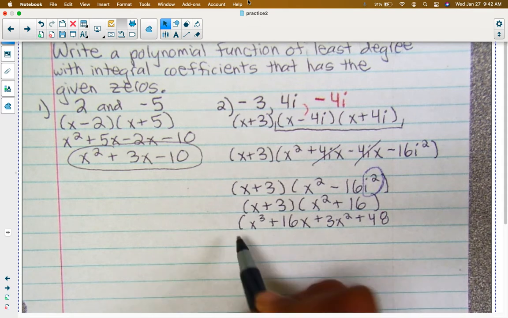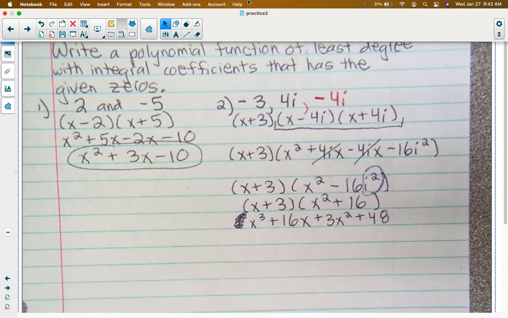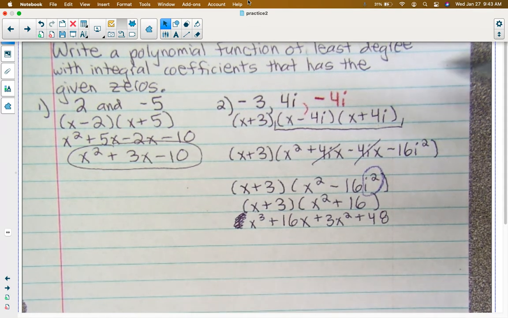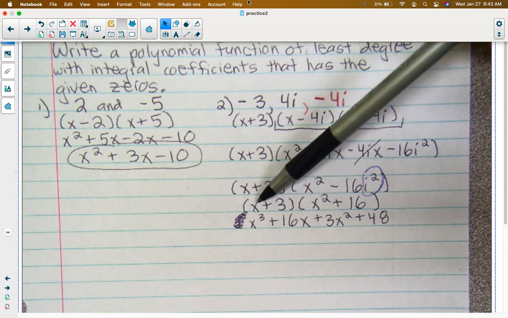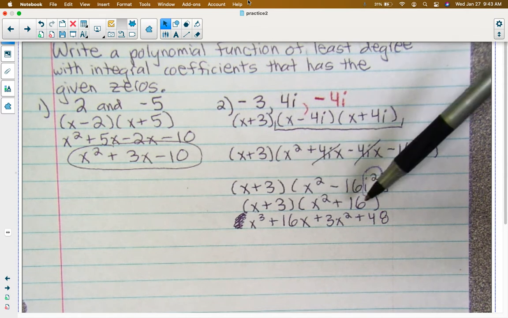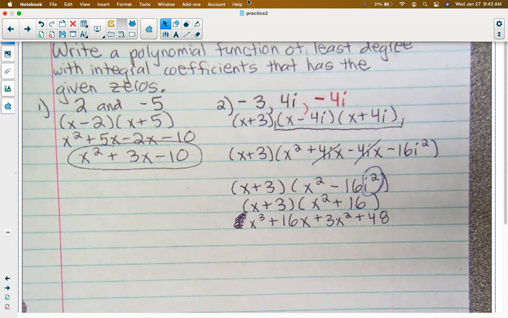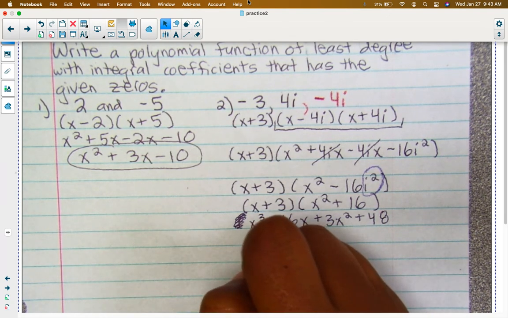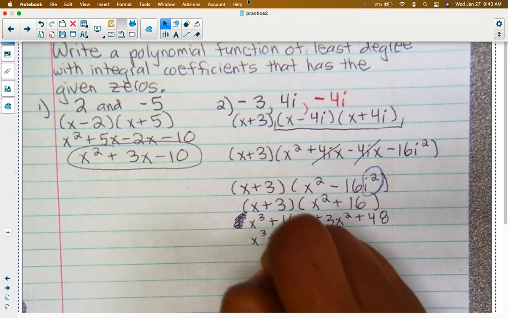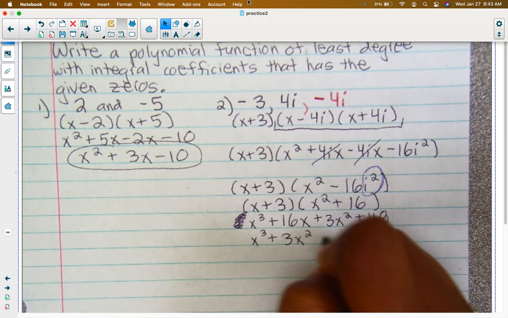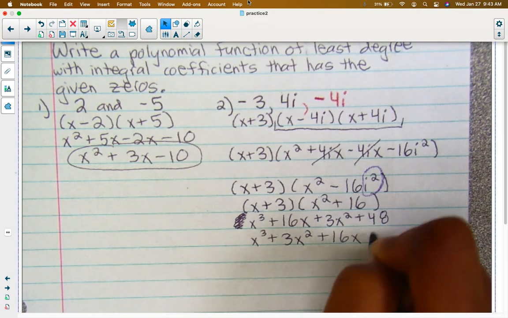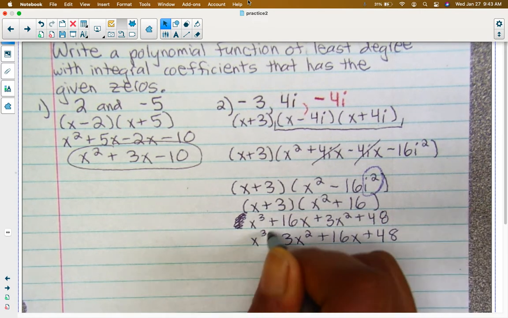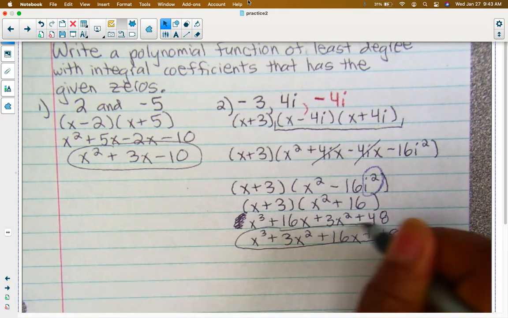This parentheses here was not needed, so I'm just going to scribble that out. So I went through and did distributive property. If you want to set up a 2x2 box, you are more than welcome to. We're going to get the same answer. Last thing I need to do is put this in order from the biggest exponent to the smallest. So it's going to give me x to the third plus 3x squared plus 16x plus 48. And this is our answer.